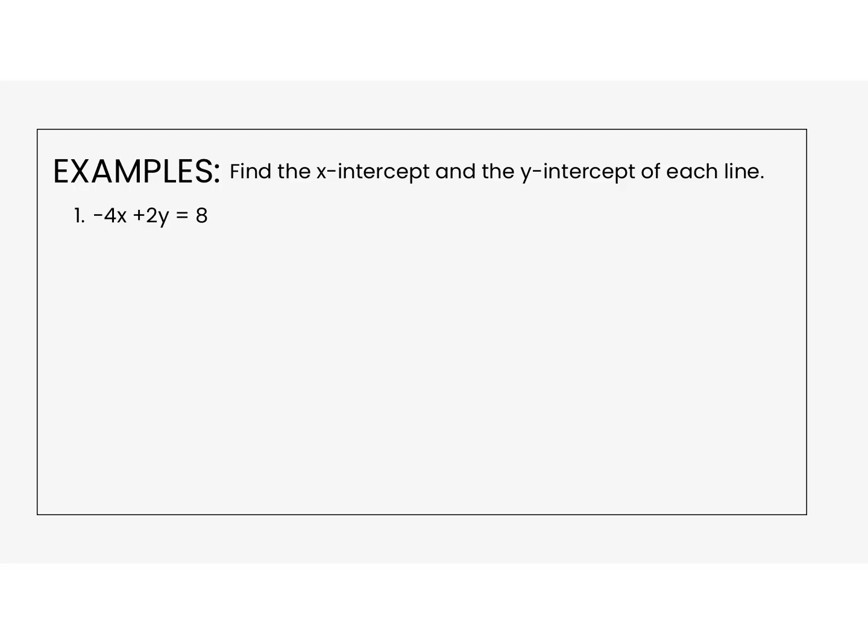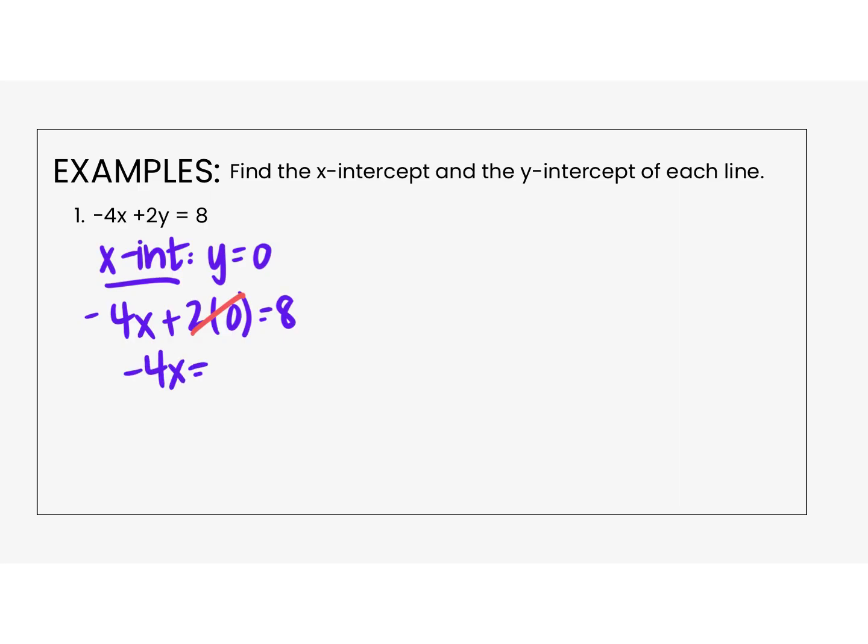Okay, so let's look at an example here. So again, for the x-intercept, we're going to let y equal 0. So that gives me negative 4x plus 2 times 0 equals 8, right? Anything times 0 is just 0. So I get negative 4x equals 8. Divide by negative 4 on both sides. So x equals negative 2. And we write that as a point, as an intercept. So it's going to be negative 2, comma 0, because x is negative 2, y is 0.